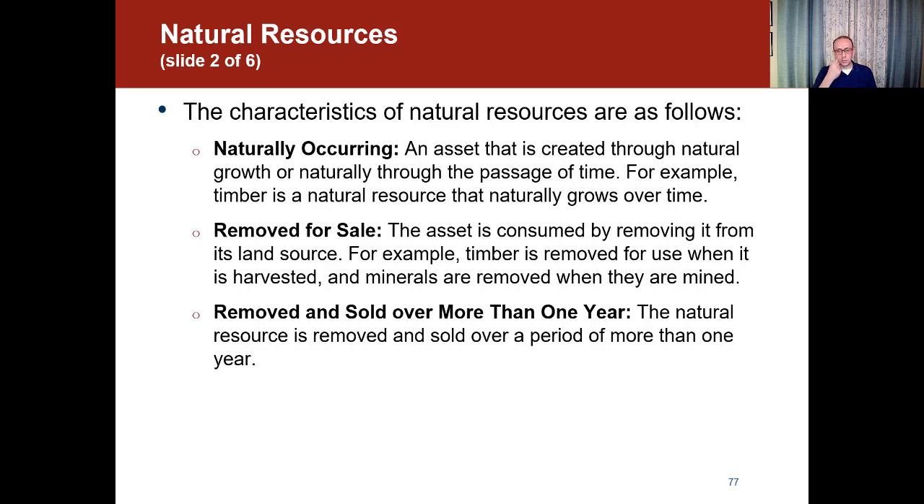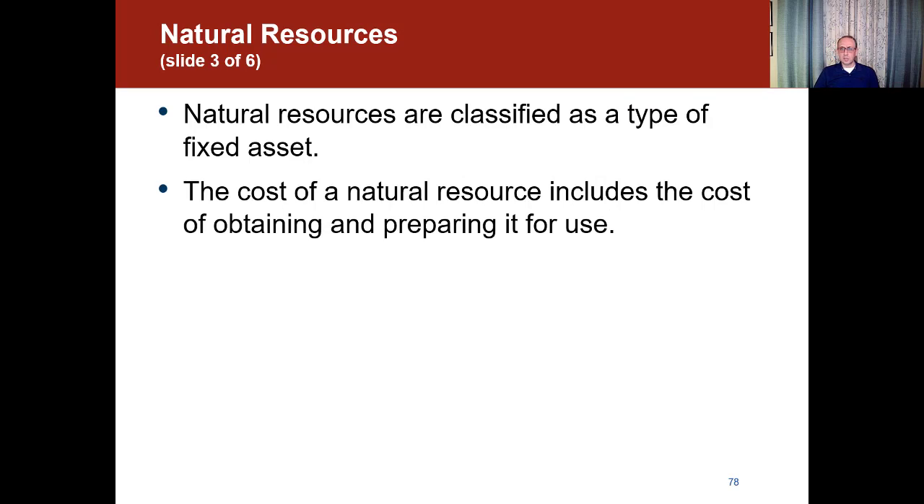They're also removed and sold over more than 1 year, and that makes it a long-term asset. So the natural resource is removed and sold over a period of more than 1 year. If it's something less than a year, we don't consider it to be a natural resource. Natural resources are classified as a type of fixed asset. I like to call it long-term asset. I think it fits the title more than calling it fixed asset.